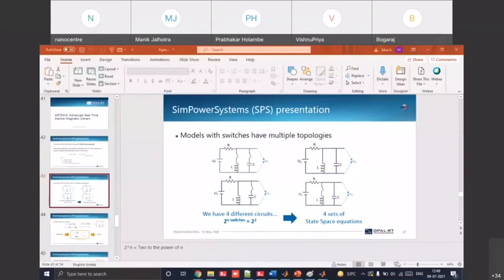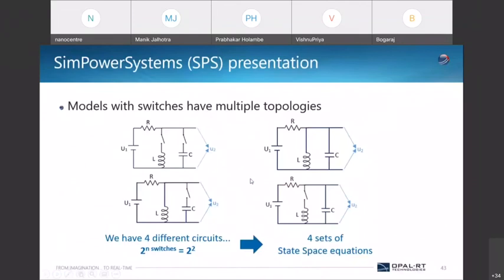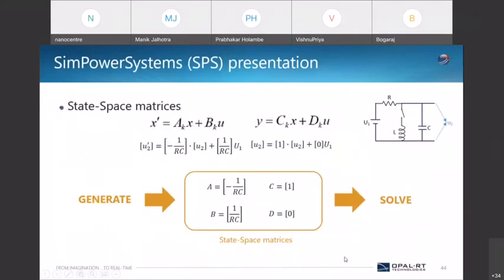So what I was trying to say is that what SPS does is that depending on the number of switches present in the model, we will have two raised to the power of that many sets of equations. So for two switches, we have two raised to the power two, which gives us four sets of state space equations. Now this actually creates a problem.